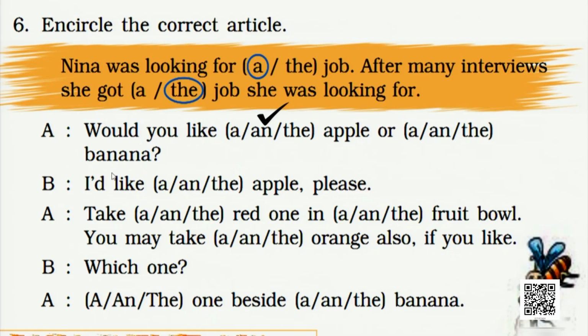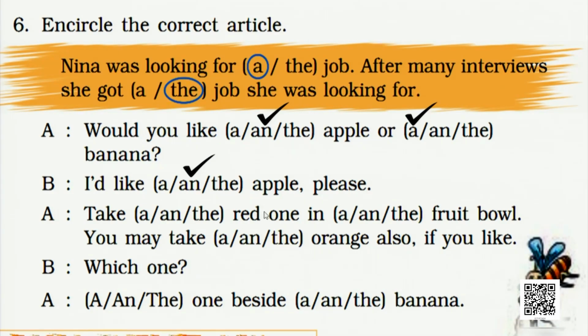So banana is also introduced for the first time and it starts with B, and the sound is B, a consonant sound. So what will come? Correct. Would you like an apple or a banana? Next, I'd like dash apple please. Now here again the person is talking about apple and there are many apples it seems, so he is saying an apple. Okay, next one is take dash red one in dash fruit bowl.